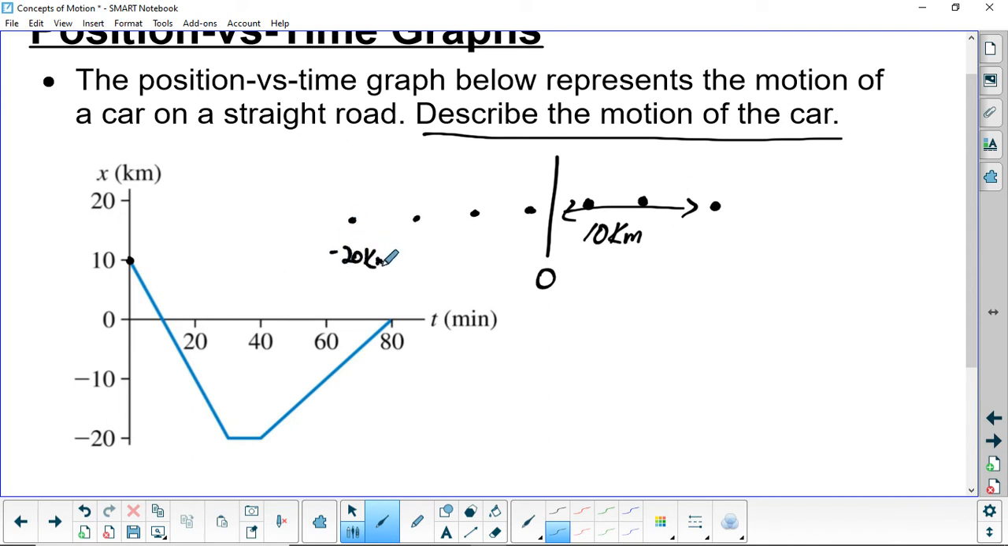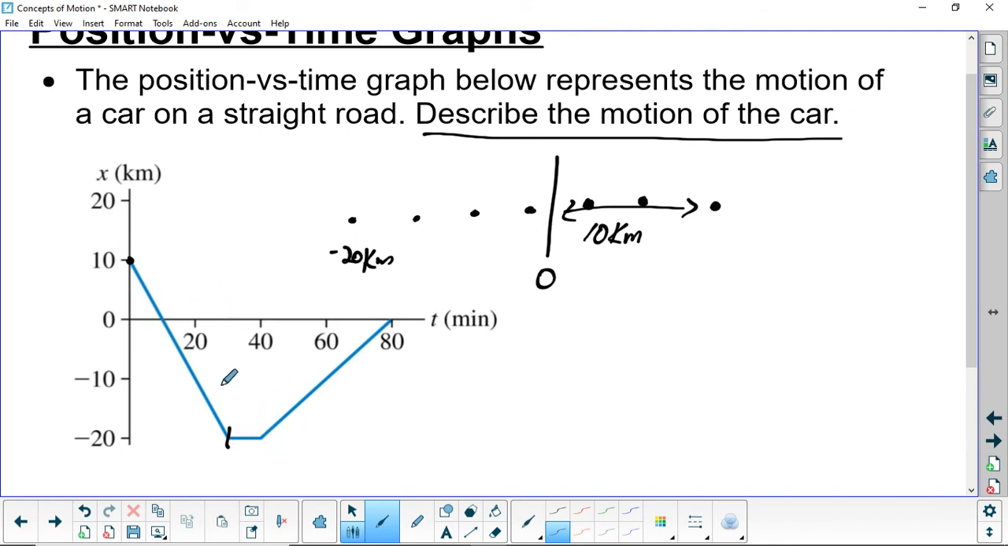And you would have to describe this in words in your packet. You're going to say a car starts 10 kilometers from the origin, travels towards the origin at a constant speed for 25 minutes, passes the origin, continues that speed to the left until it gets to negative 20 kilometers away. Then what happens? What happens right here? This is what we want to know when you're describing the motion of the car, all these changes.